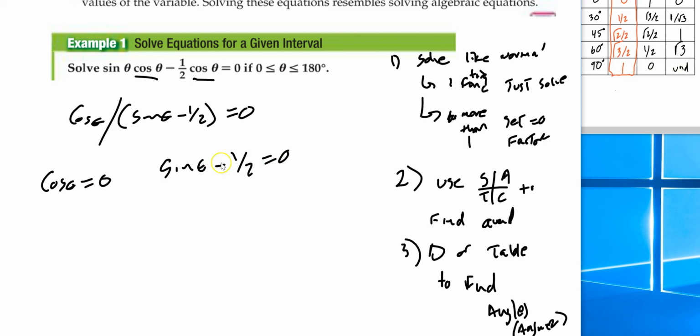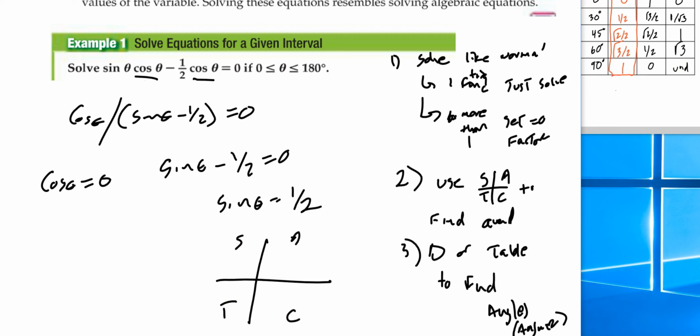So now I've got to solve this side. Try to get sine by itself. Sine theta equals 1/2. Now let's solve this one first. Step two, since I solved like normal in step one, use All Students Take Calculus to find the quadrant we're talking about. I'm trying to figure out what quadrant my answer is going to be in. I'm doing sine right now, so with All Students Take Calculus, only A and S are positive when you're doing sine. The other two are negative. My value here is positive, so I should be in quadrant one or quadrant two.